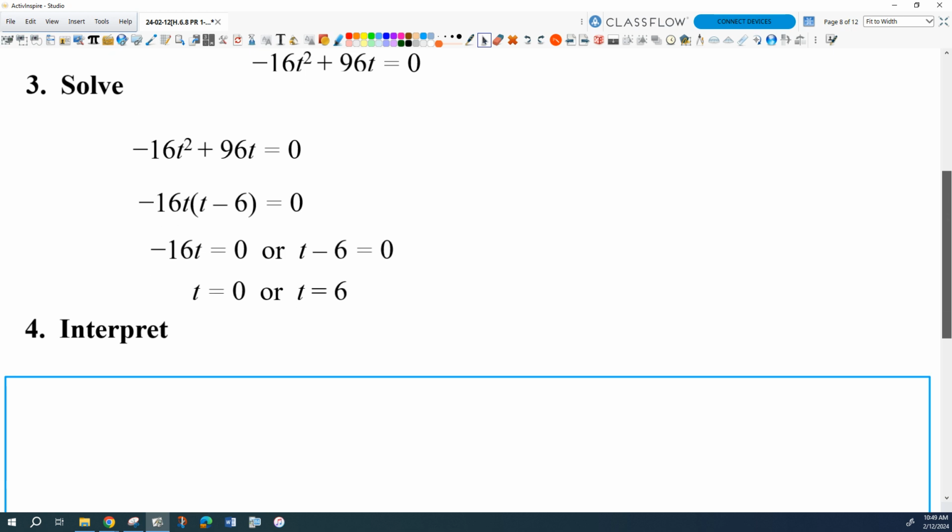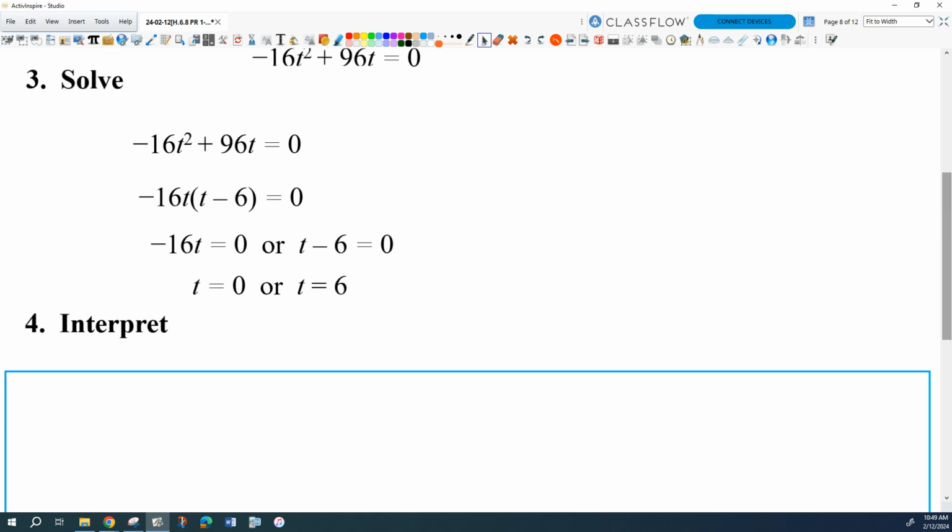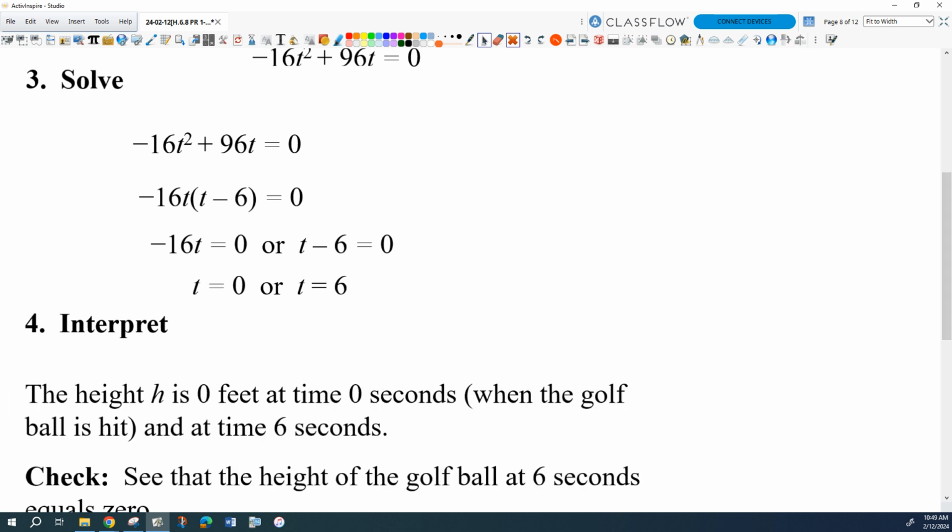So we interpret that then. What does that mean? The golf ball, 0 seconds or 6 seconds? Yeah, which is the one we're probably looking for here? 6 seconds. That first one actually makes sense though. T equals 0 is a legitimate solution. It's just not the one we're looking for. What's going on at 0 seconds? Okay, that's right when you're making contact with the ball. So it is on the ground at that time, right? We just want to know after you hit it though. So we're picking the t equals 6. Okay.